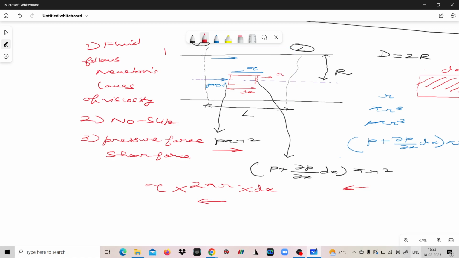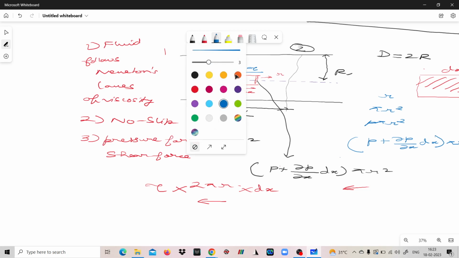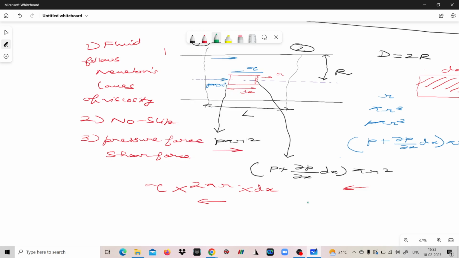So now we have three forces acting in this system. What are these three forces? One is the pressure force which is acting along the positive x-axis, one is the pressure force which is acting along the negative x-axis, and one is the shear force which is acting along the negative x-axis, or in the direction opposite to the direction of flow.